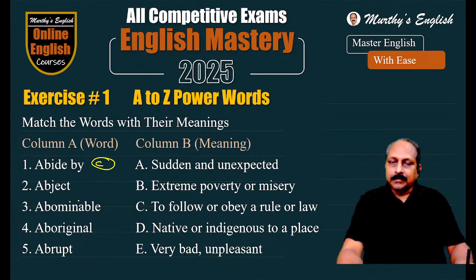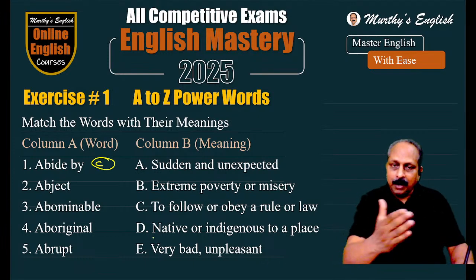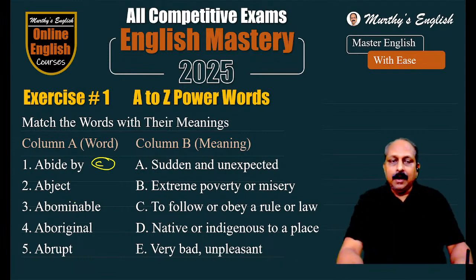Abject. I'm not giving the synonyms or the combinations because we have questions there. Abject means extreme poverty or misery. Answer is B. Abominable means what? Okay, good, Chandu Naik. Abominable means very bad, unpleasant.